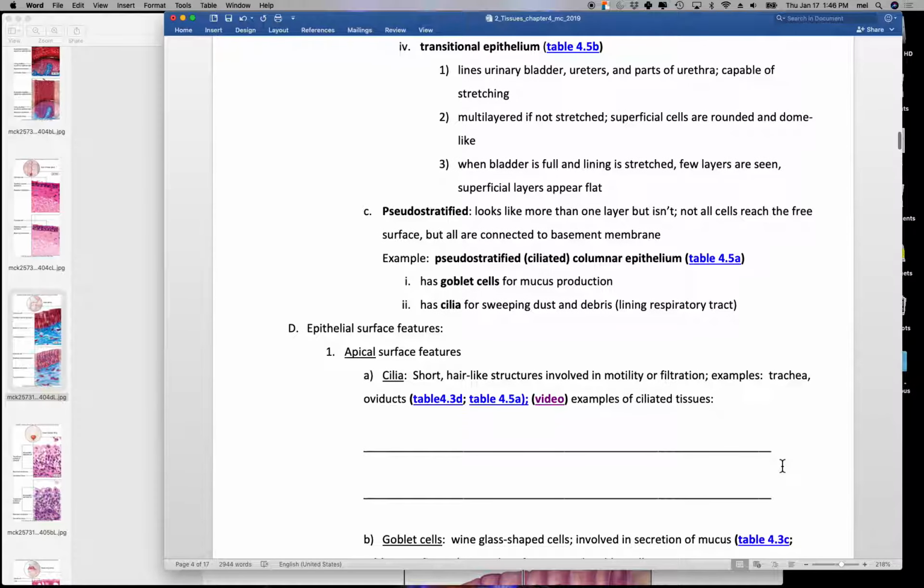And then we get to transitional epithelium, which somebody didn't get the memo for how to name things, right? Because it breaks the 3-word naming things. I don't know.